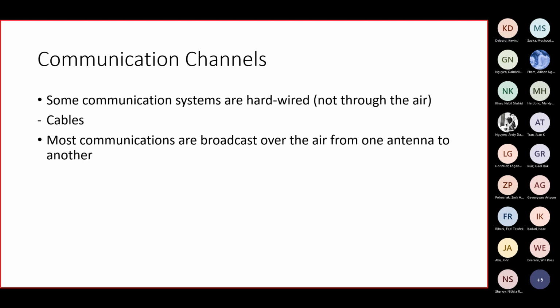Okay, in a minute. Communication channels. Some communication systems are hardwired, so just cables, right? I think the example she put in the slides was a telegraph. I think another example you could think of, I can't think one off the top of my head. We live wireless. And then most communications are broadcast over the air from one antenna to another. That's important to remember. These things are being sent over antennas through the air. And optical cables are being sent through cables using light.